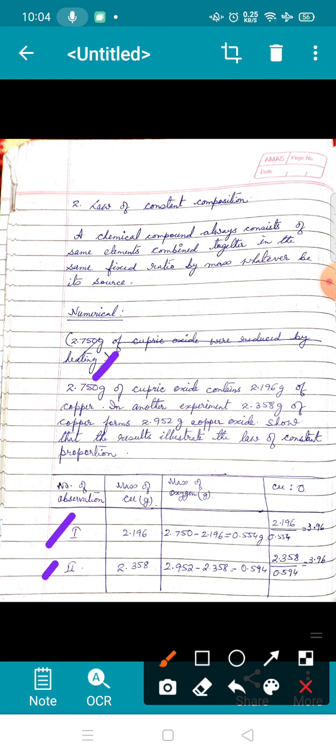So here you can see we have written the mass of copper in case 1, which is 2.196 gram as given in the question. In the second case, it is given as 2.358, as written here. Now to find the mass of oxygen, we have subtracted the mass of copper from the mass of copper oxide. So we know the mass of oxygen. As you can see, the values are not the same. But when we take the ratio, you can see the values come to be 3.96 in both cases, which proves the validity of the law.